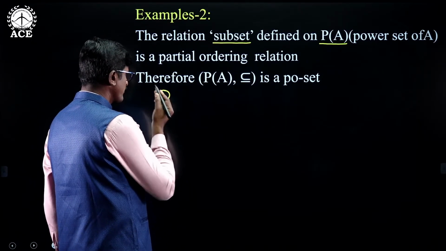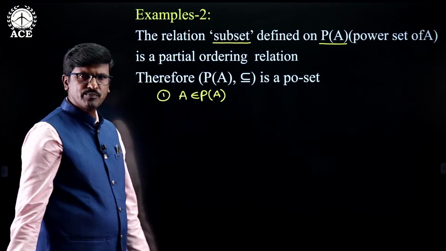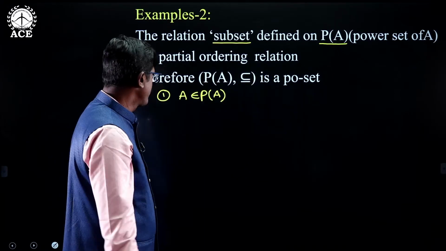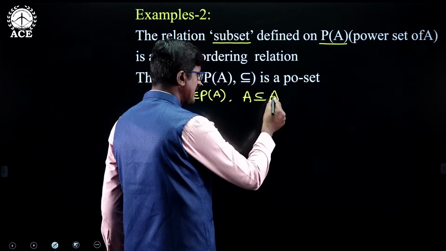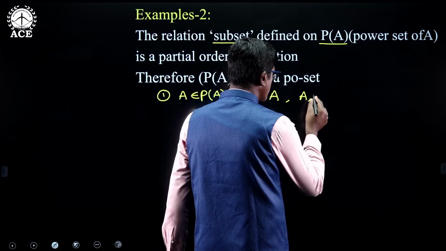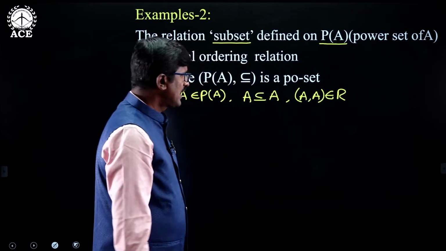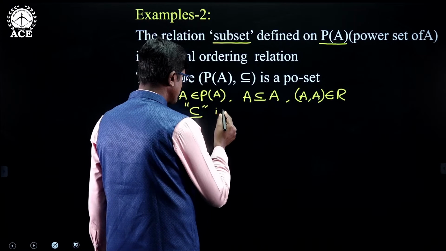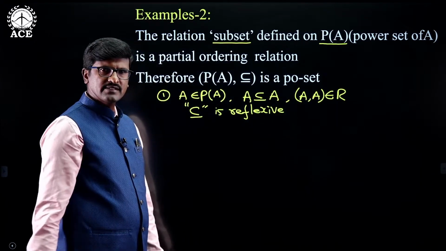Point number one, reflexive. If you take any set A belonging to P of A, P of A consists of the set of all subsets of A. So if A belongs to P of A, then every set is a subset of itself. Take any set, that itself is a subset. A is a subset of itself, that is, A, A belongs to R. So the relation subset satisfies the reflexive property.